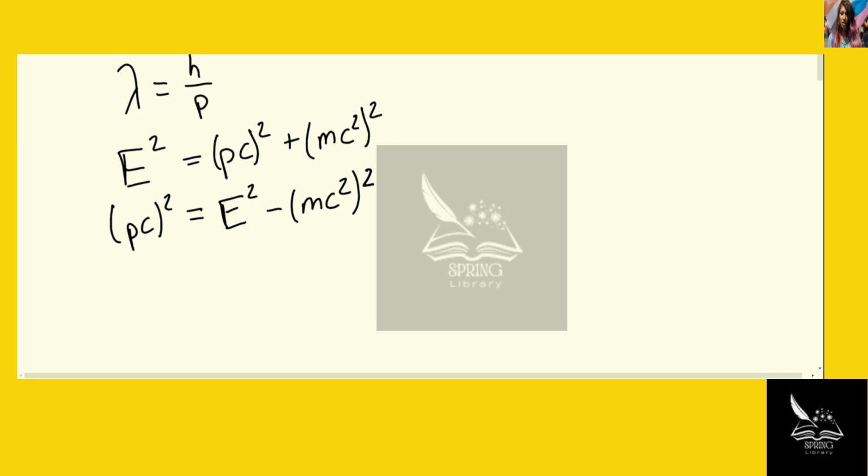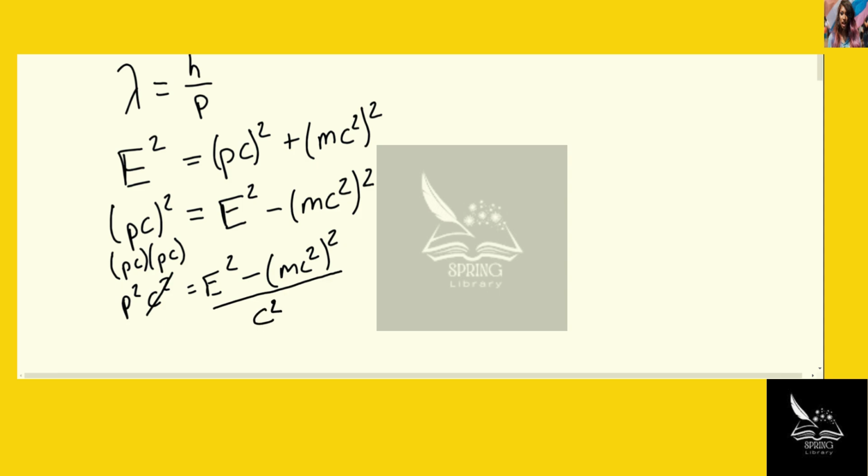We could just take the square root of both of these sides. In this case, it's actually easier just to multiply this out. So you'll have PC times PC. This is simply P squared C squared equals E squared minus quantity MC squared squared. We can divide by the C squared term. And now we just need to take the square root of both sides. That'll cancel out this square term and leave us with this ugly thing. But it's okay because we can actually simplify this quite a bit.